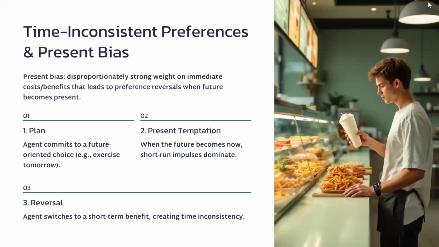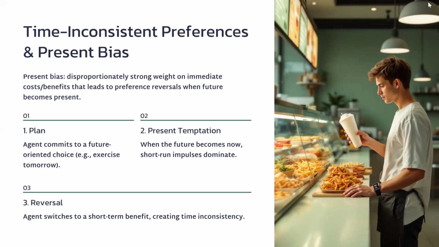Next, we have time inconsistent preferences, the core theory. Present bias: the problem of dynamic inconsistency. The flaw in the exponential model is that humans are dynamically inconsistent. We make grand plans for the future, like I'll start my diet on Monday, but when Monday becomes today, our preferences flip. This is called present bias.